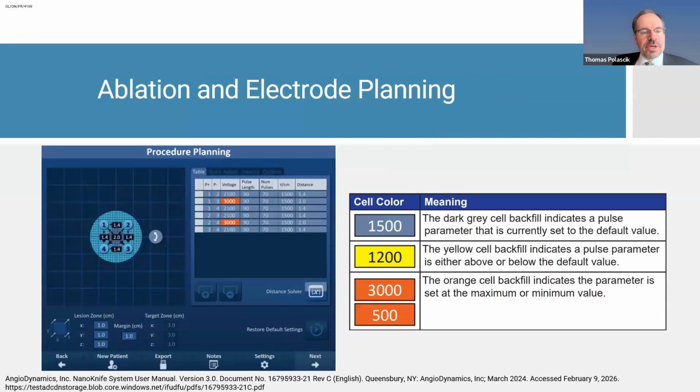You saw the interface with the device. It's very user-friendly. I'm just going to point out a few features. So the top box you see, the dark gray cell indicates that the pulse parameter is where we want it to be. By default, the yellow shows that you have either above or below the default value. So you get a lot of feedback. The red and orange shows your limits, the top limit and bottom limit.